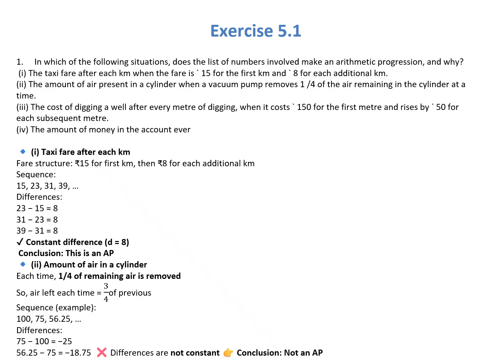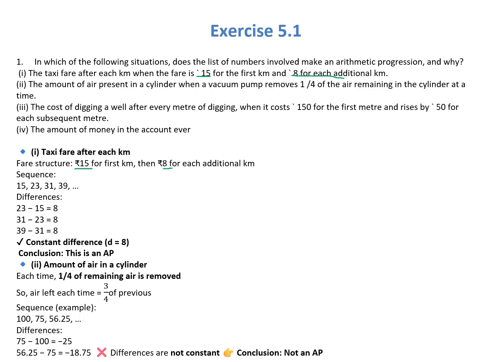The first question is: in which of the following situations does the list of numbers involved make an arithmetic progression? We have to find whether the AP exists, and if it exists, say why. The first question is the taxi fare, where the fare is 15 for the first kilometer and 8 for each additional kilometer.